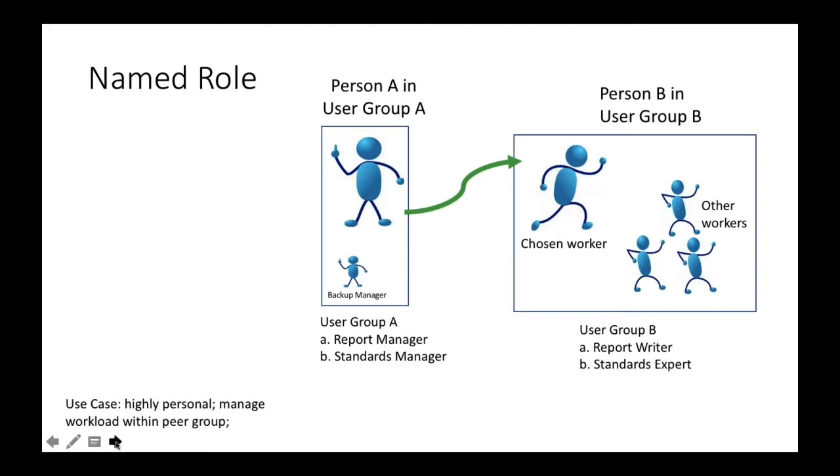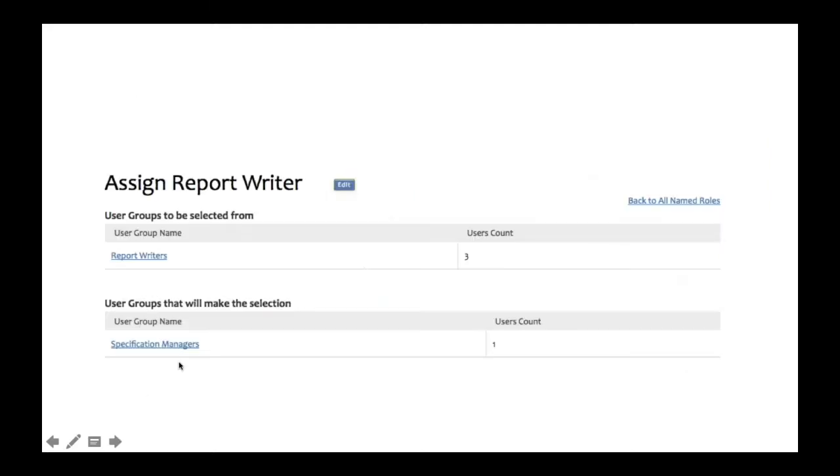And here's the worksheet for creating, add named role. You identify the user group that's going to be selected from, so this is group B, and then you're going to name a user group that the manager is going to be in, group A. So you can see user groups are building blocks to both named roles and assignment mapping.